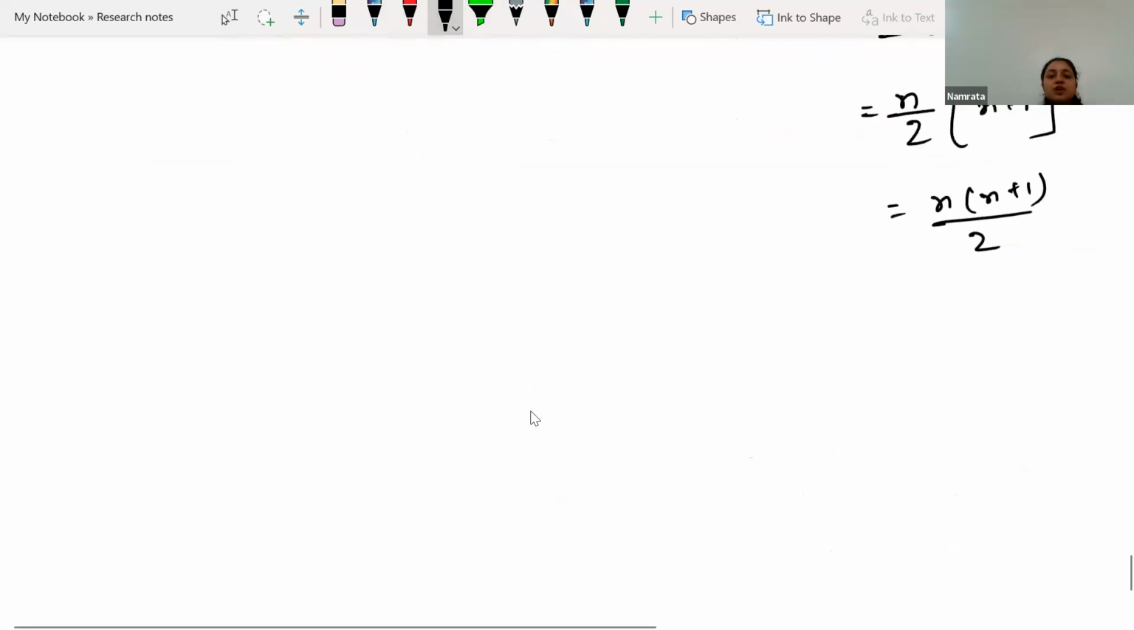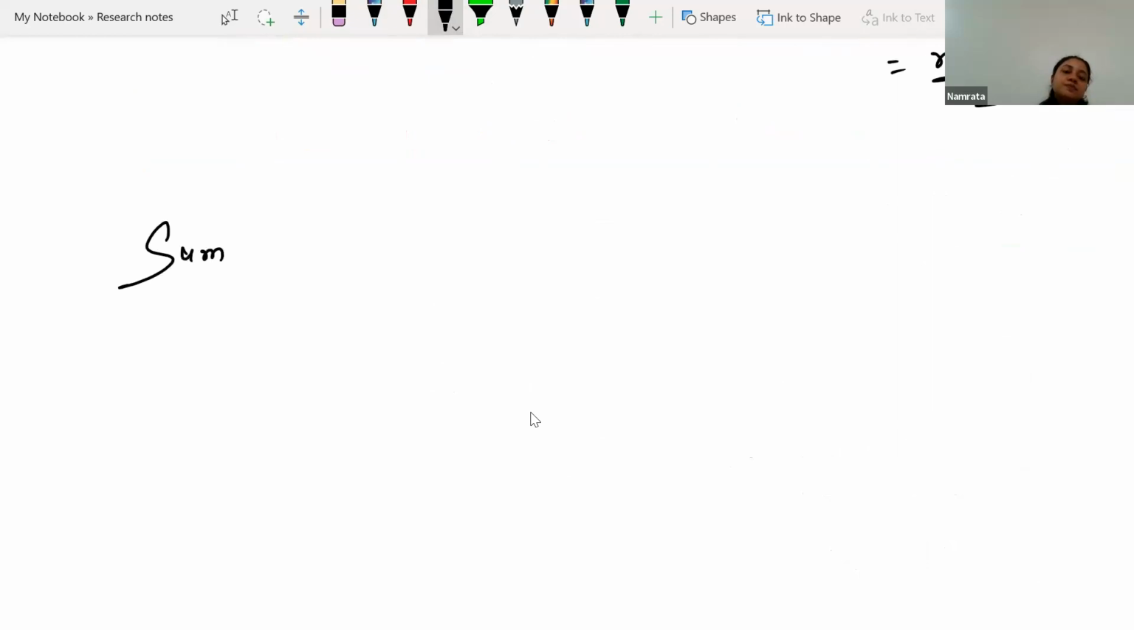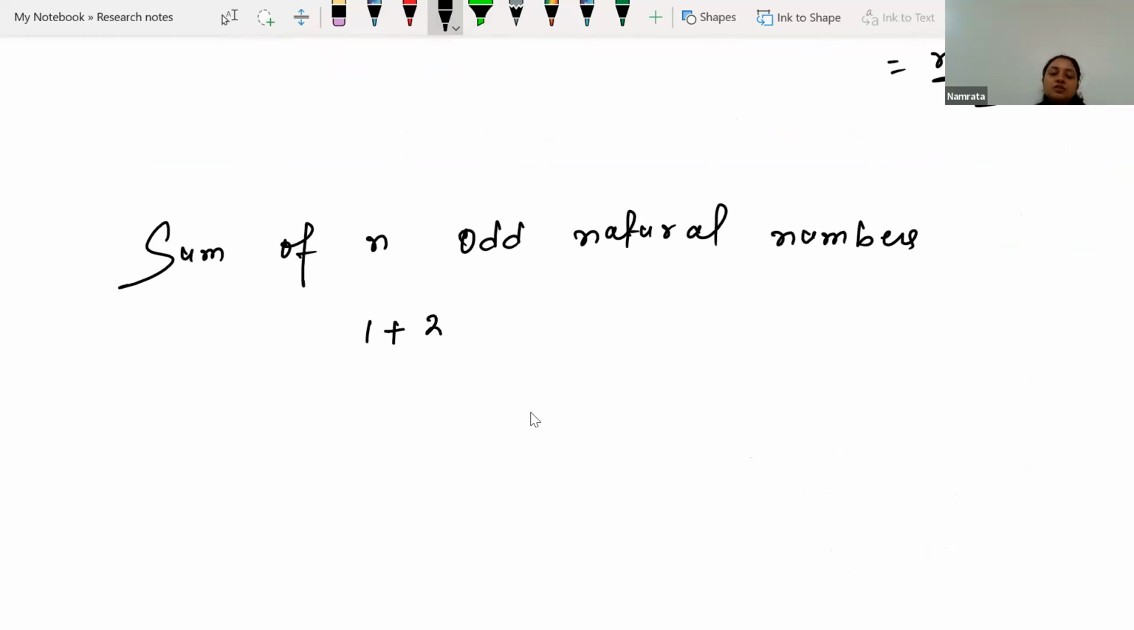Now the next formula is the sum of odd natural numbers, that means 1, 3, 5, 7. The sum, there is a formula. So let me write the formula first. The formula is n square. How are we getting it? Let's do it quickly.